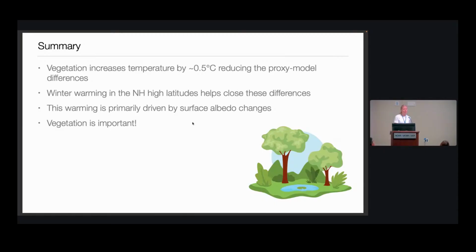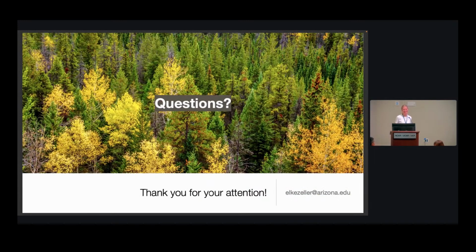So in summary, our vegetation increases the temperature by about 0.5 degrees, and this reduces the proxy-model differences. Our winter warming is mostly located in the northern high latitudes, which helps close this difference. And the warming is probably primarily driven by the albedo changes. And we should never forget that vegetation is very important and can do a lot of things. That's it.